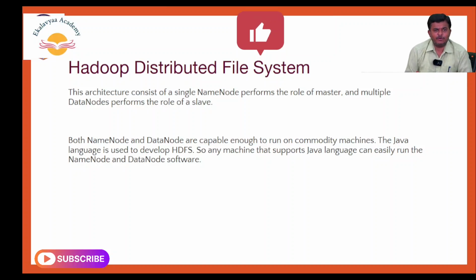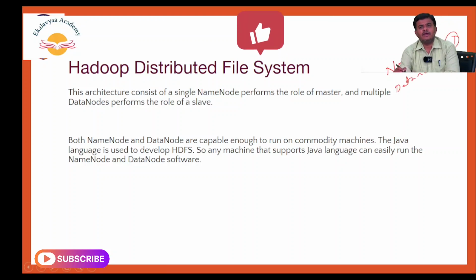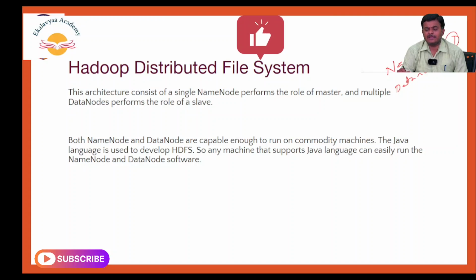We'll see some more details about the Hadoop Distributed File System. This architecture consists of a single name node which performs the role of a master and multiple data nodes that perform the role of slaves. In the HDFS system, we will have a name node which acts as a server, and this will be only one in quantity. Data nodes are simply called clients. There can be n number of them. Based on the cluster size, you can have n number of data nodes.